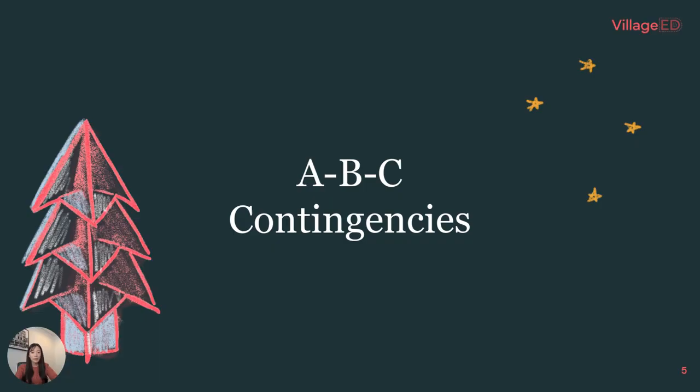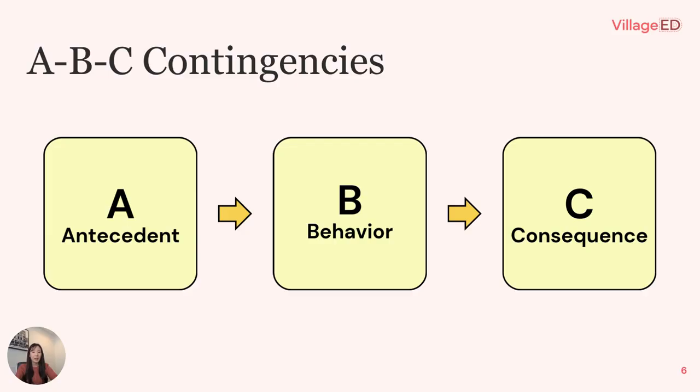So to further understand these functions of behaviors a little bit better, let's take a closer look at these contingencies. ABC contingencies are like a framework that help us break down an event to see why a behavior occurs and how we can address it effectively.